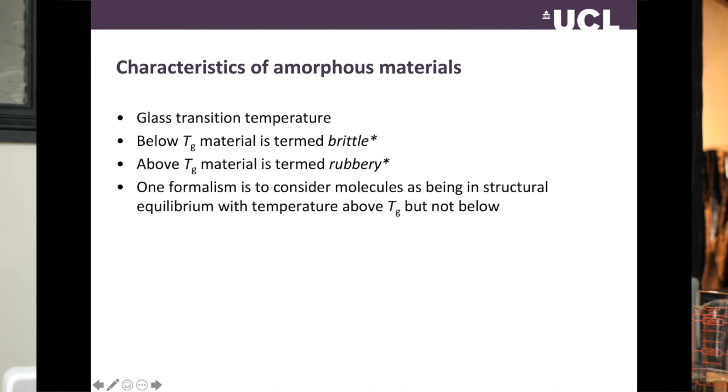Welcome back. Now it's time we look at the characteristics of some amorphous materials. I've mentioned two of these already, and they're based around the glass transition temperature. The glass transition temperature is the point at which there's a discontinuity in the formation line. Above the glass transition temperature the material is rubbery, and below the glass transition temperature the material is brittle. And as I mentioned earlier, that really relates to how those molecules are able to move.